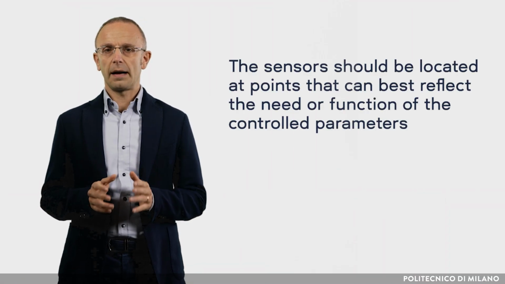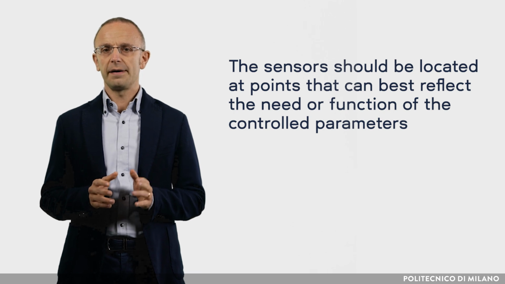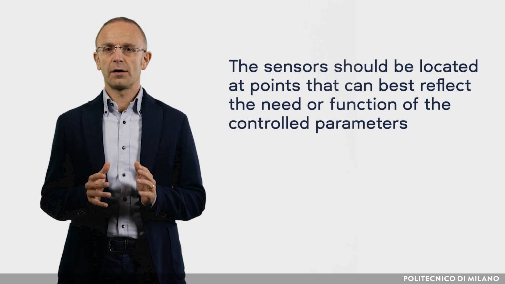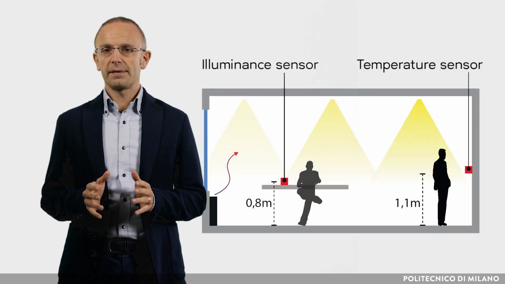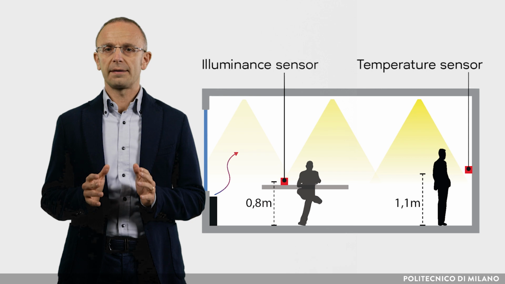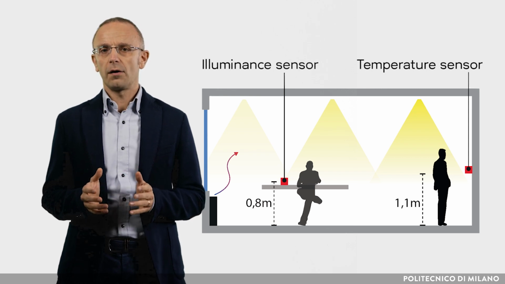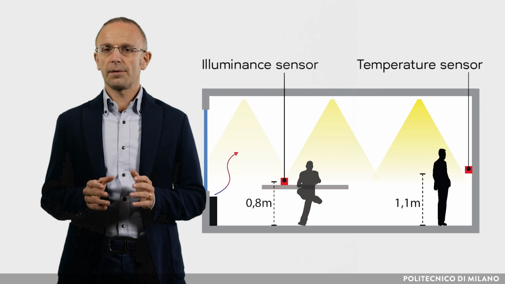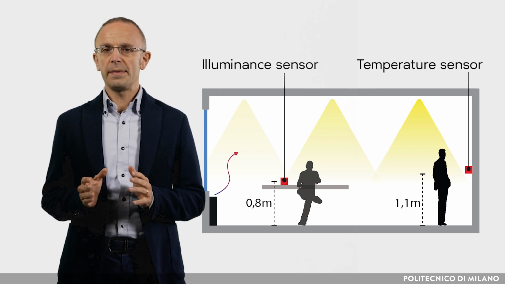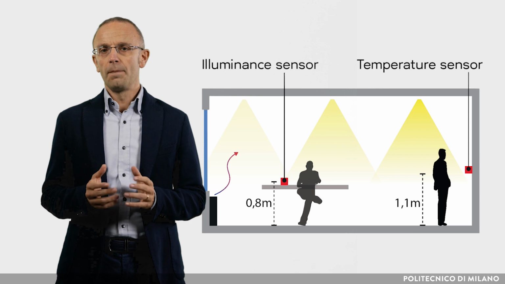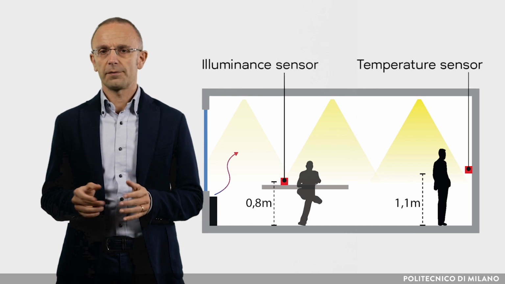During the measurement, the sensor should be located at points that can best reflect the need or function of the control parameters. For example, for the office environment, a lux meter should be placed at about 80 centimeters above floor level or at the level of the working plane, and a thermometer at about 1.1 meters above floor level to measure the seating thermal comfort.